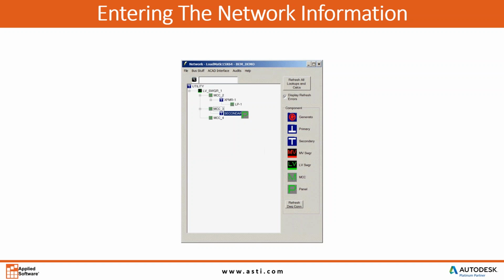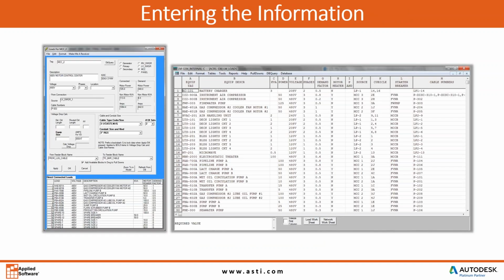Once we build this hierarchy, there's other information that we'll need to have in there, and we can enter the additional information about that equipment as far as the actual load, the voltage of that equipment, or the cable that's connected to that equipment. We can enter that through a dialog box and just type it in, or it's almost like a spreadsheet, a view that's built into the program where we can just type it in much like we do in Excel.